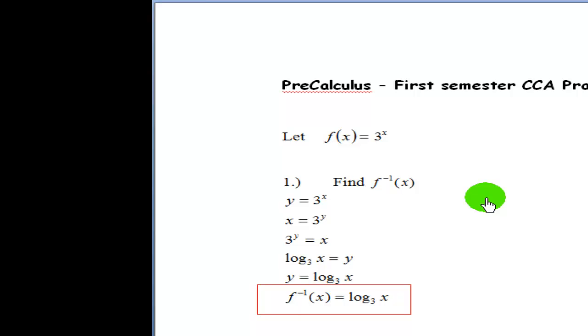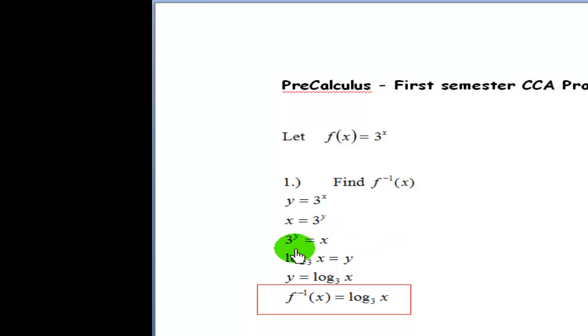Well, we know a few things. First of all, if we need to find the inverse, instead of writing f of x equals 3 to the x, we can write y equals 3 to the x. Then we're going to switch the x and the y. So instead of y equals 3 to the x, we'll say x equals 3 to the y. We can write that as 3 to the y equals x.